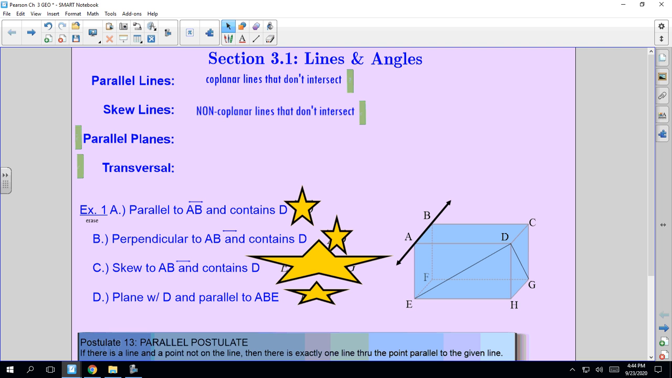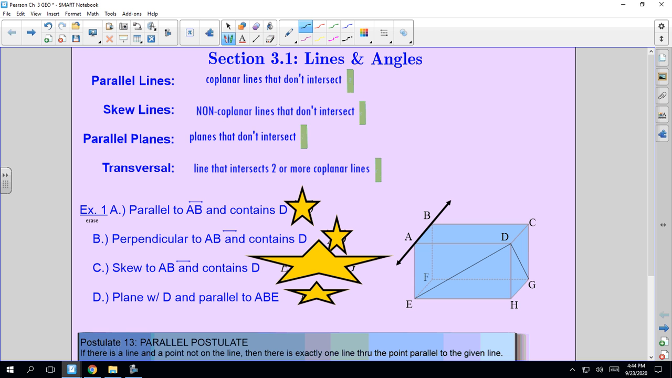Parallel planes, if you look at the ceiling and the floor, you're looking at parallel planes. They're planes that don't intersect. A transversal is a line that intersects two or more coplanar lines. So here's a couple of coplanar lines here and here. The transversal will be in red, coming right through those. There's my transversal.